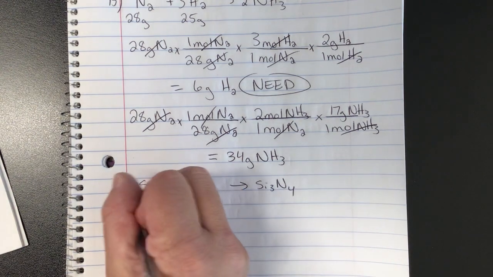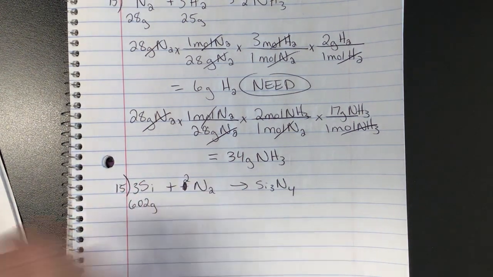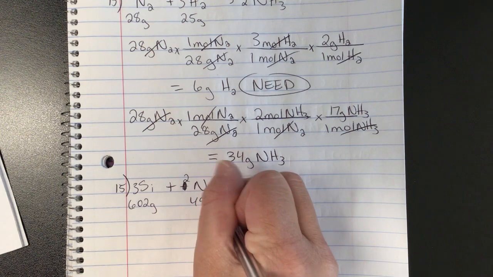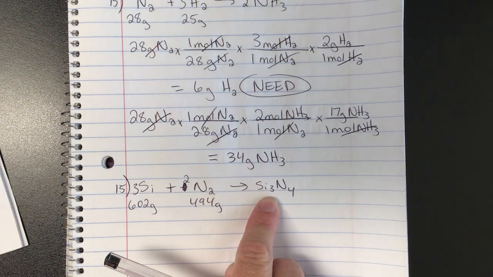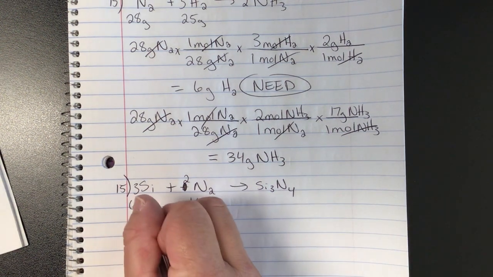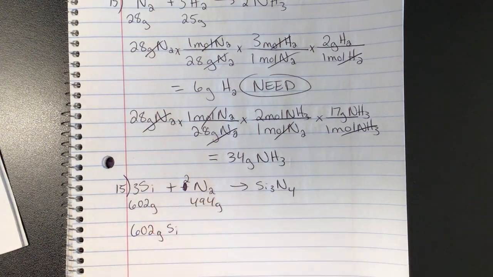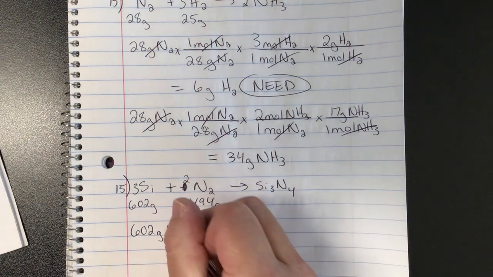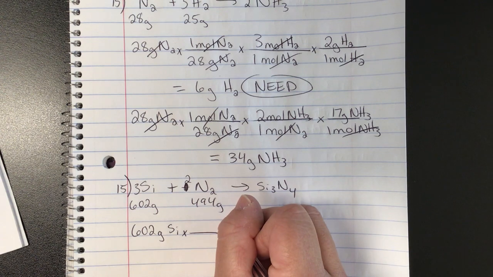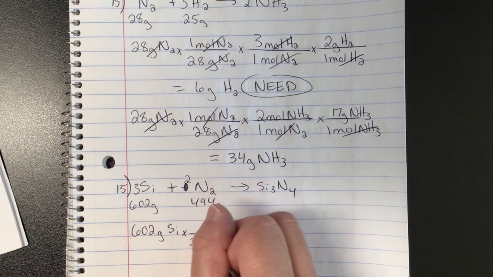Okay, so it says we have 602 grams of silicon and 494 grams of nitrogen, and we want to figure out what the limiting reactant is first before we figure out how much product is produced. So we're just going to compare the reactants. I'm going to do a mole ratio between the two, but I have to change to moles first. So I'm going to use the molar mass of silicon, which is 28.09.